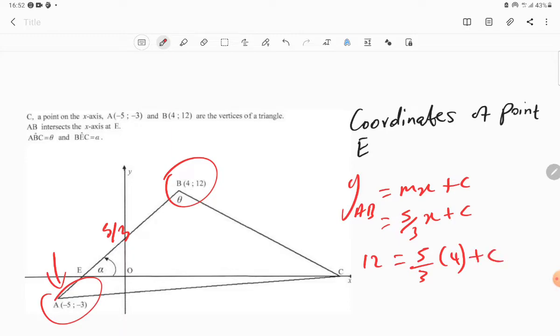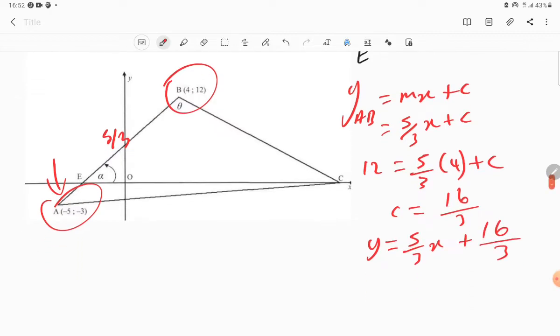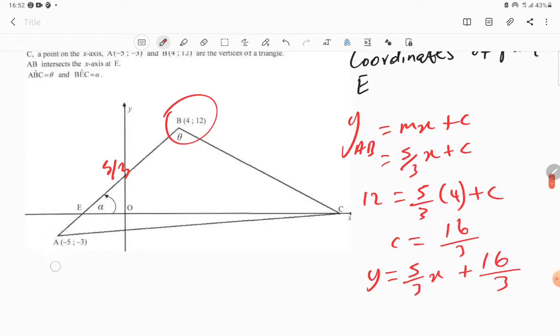Then use my calculator and solve. What I have is c being equal to 16 over 3. That tells me that the equation of this line is given by y = 5 over 3 x plus 16 over 3. So this is what I have, but I haven't answered the question yet because I'm looking for the coordinates of E. It's probably a 3 or 4 mark question.